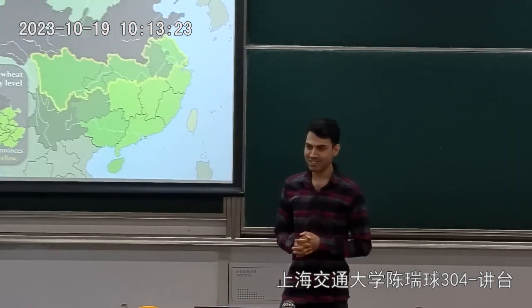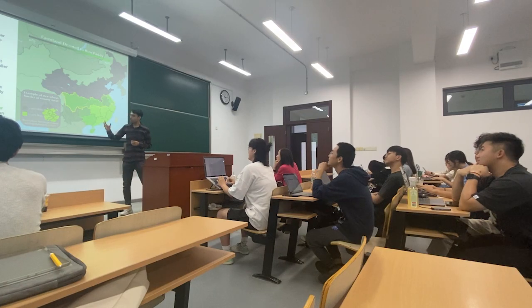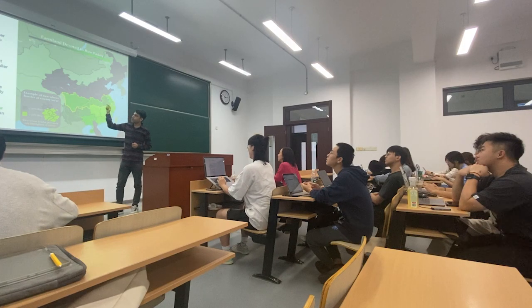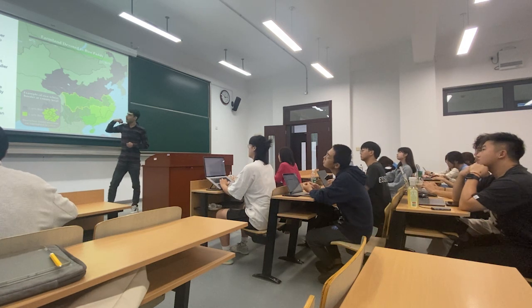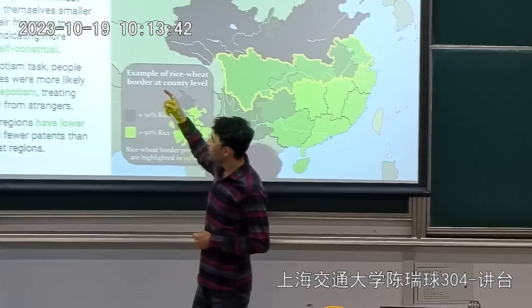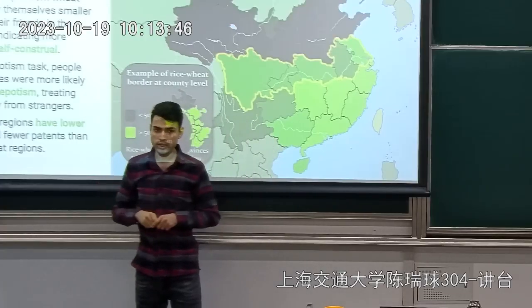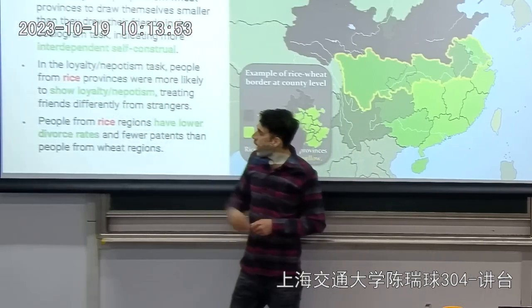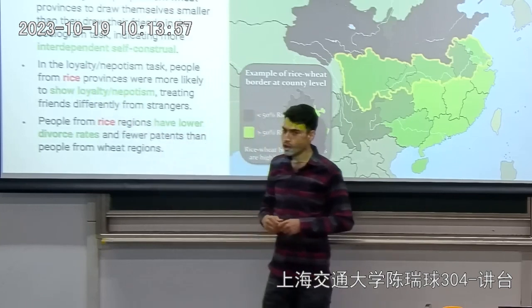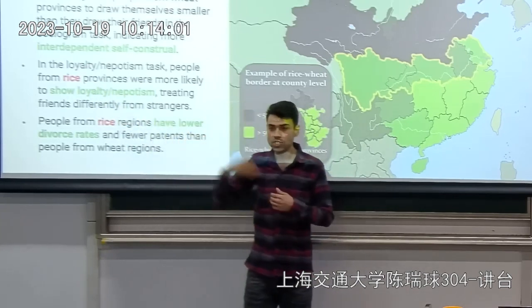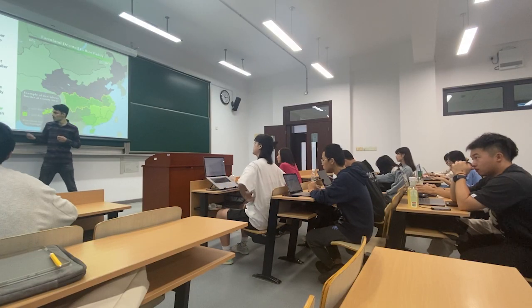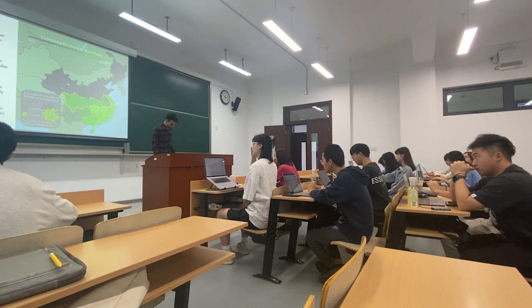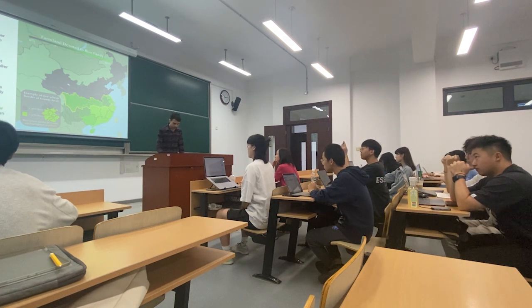Yeah, this was the main method they used. In the results, they found that people living in rice areas show themselves more holistically. And also, people from rice provinces were more likely than people from wheat provinces to draw themselves smaller. So this shows an interdependent self-construal. And also, the people in the rice provinces show more loyalty and nepotism. They give priority to their friends more than strangers. People from rice regions have a lower divorce rate than people in the wheat areas. So this was all that this paper found at the end.